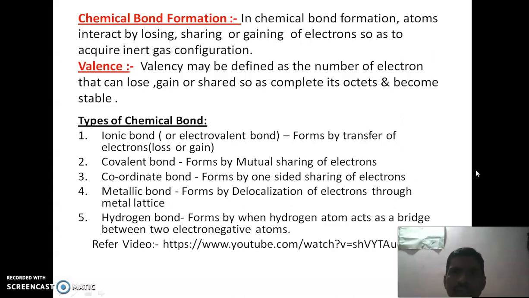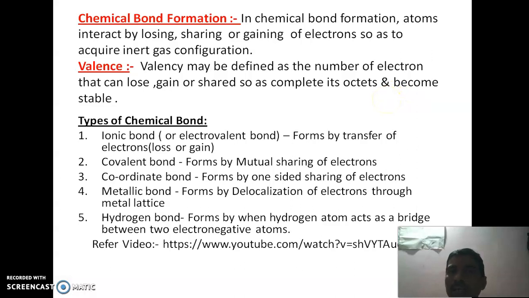The number of electrons that are to be lost, shared or gained are known as the valency electrons, and these valency electrons indicate the valency. The definition of valency: the valency may be defined as the number of electrons that an atom can lose, gain or share so as to complete its octet and become stable.